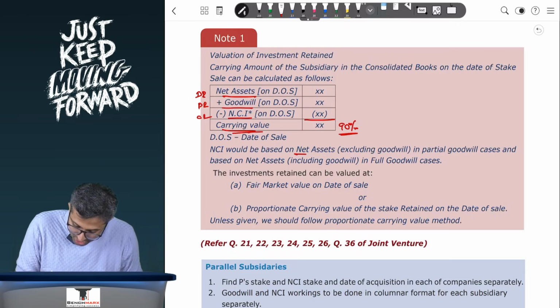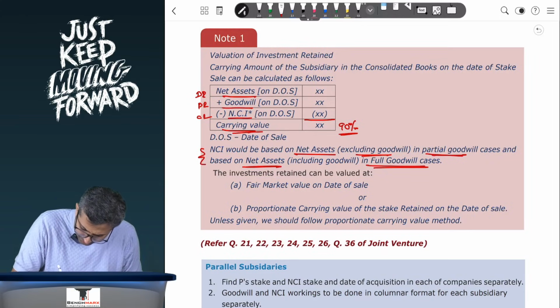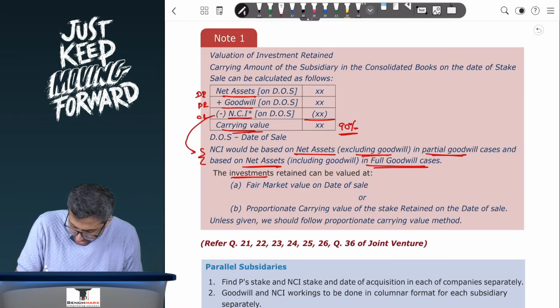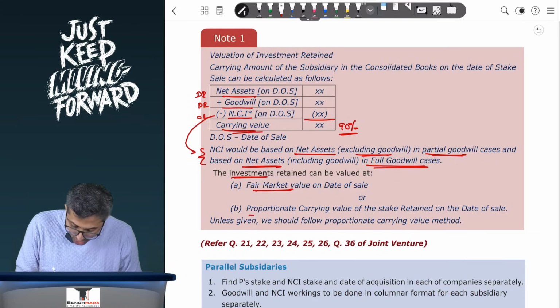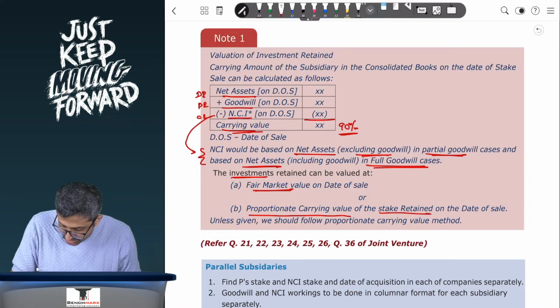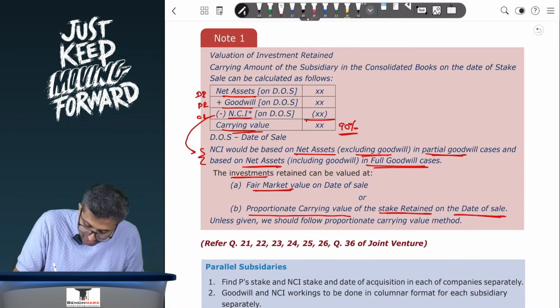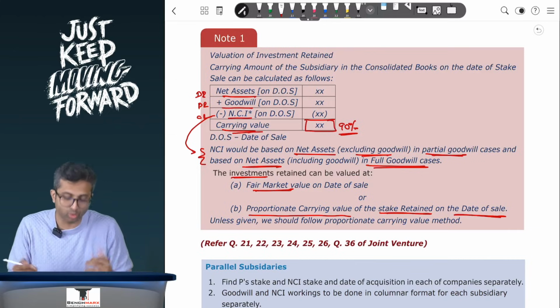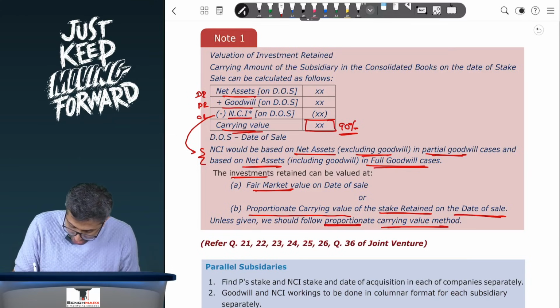So NCI would be based on net assets, excluding goodwill in partial goodwill cases, and based on net assets including goodwill in full goodwill cases. That is fine. This is regarding NCI. If I want to find the investment retained, it can be valued at fair market value. If you have been given the fair market value of the 30%, directly take that, or the proportionate carrying value of the stake retained on the date of stake sale. Now, for the stake retained, you will find the carrying value for the 90% stake and proportionately find what will be the value of the 30%. Unless given, we will follow the proportionate carrying value method.